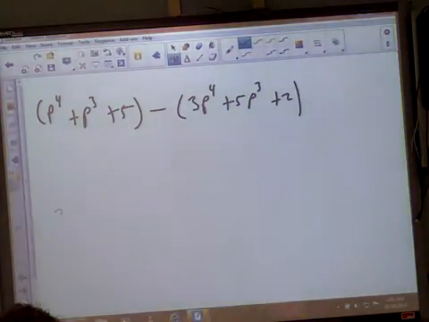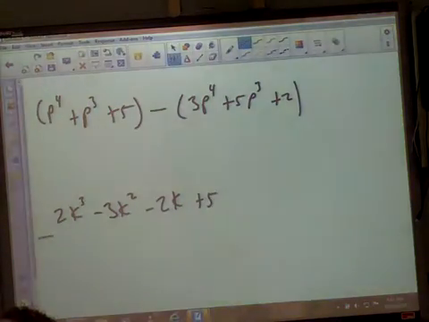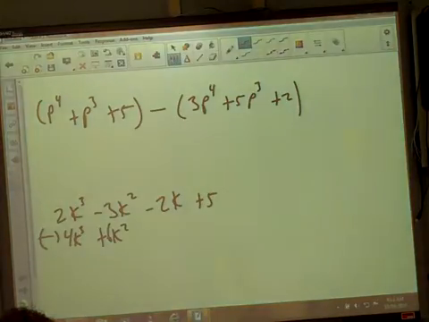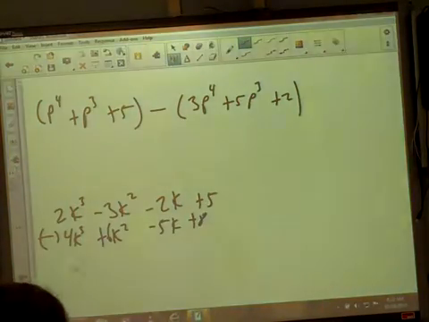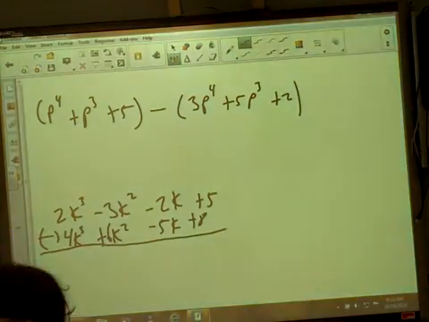And number 2, I'm going to do 2k to the 3rd minus 3k squared minus 2k plus 5. I'm going to subtract 4k cubed plus 6k squared minus 5k plus 8. Alright, so I gave you 2 different problems and I set them up 2 different ways. You can subtract them any way you want. Go.